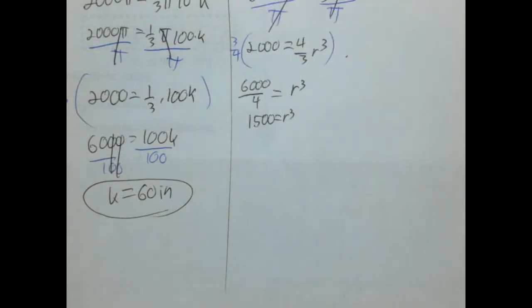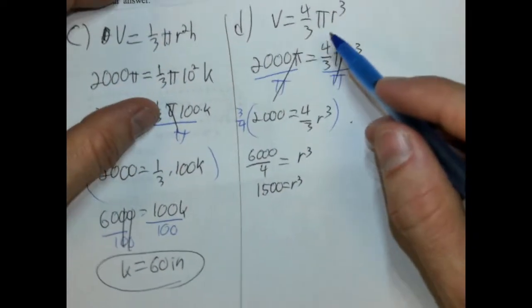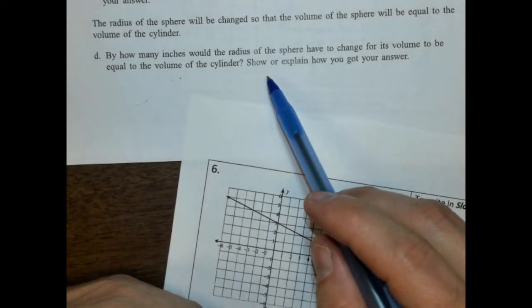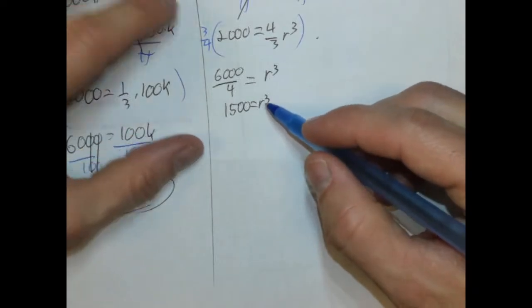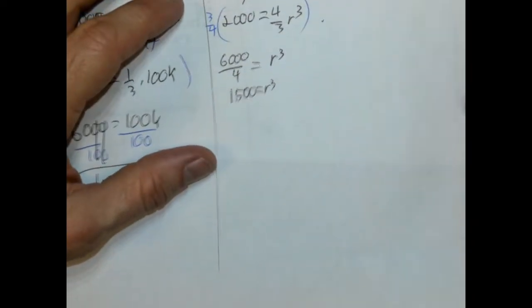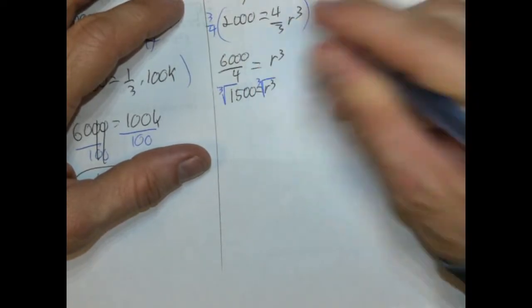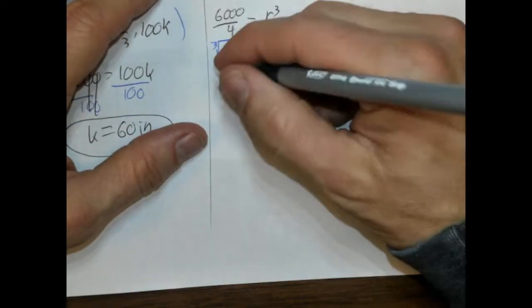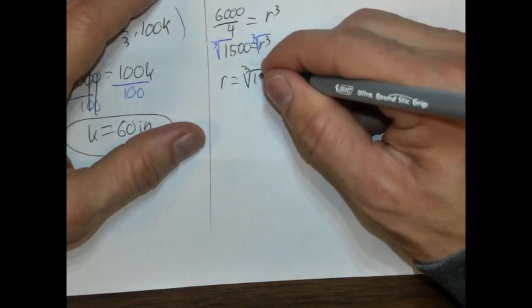Now, I don't think that's a perfect cube, but I guess we'll find out. So we need to find out what this r is. Now, the original r of the sphere was 10. So we just see how far away. Well, first we're going to get r. We have r cubed here, so let's go ahead and take the cubic root of both sides. This is where some people would get confused, I think. So r is the cubic root of 1,500.